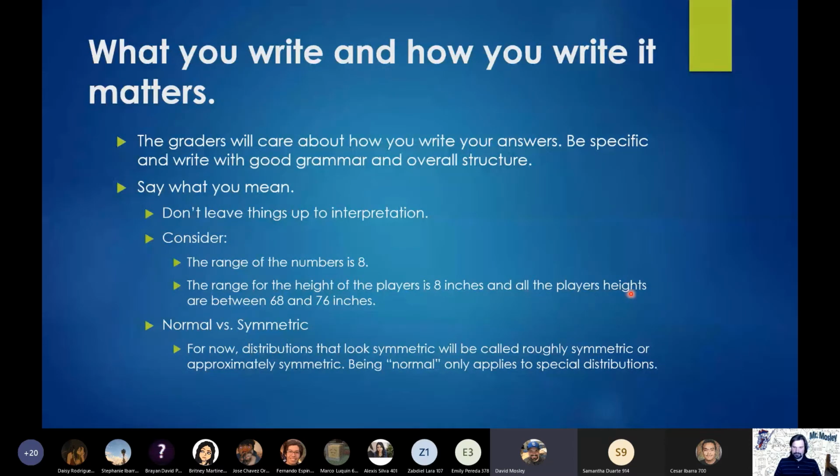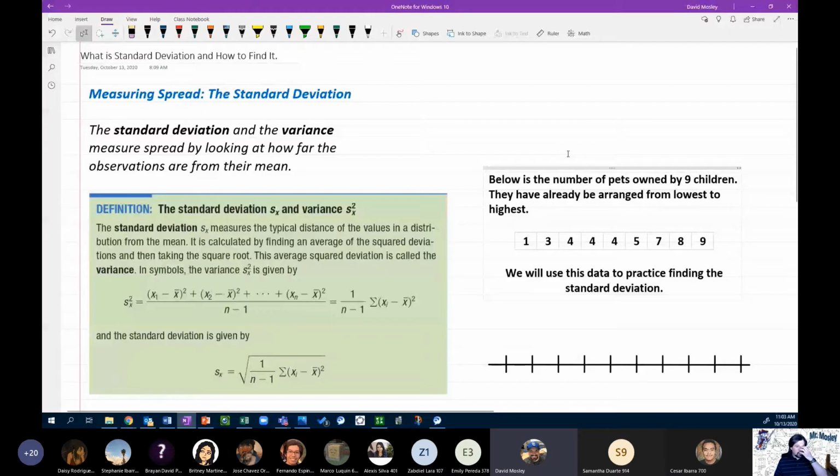Okie dokie. So now, we're going to skip to our example for standard deviation. So if you're going to be taking notes, now is a good time to get those out. We're going to talk about standard deviation. Alrighty, so in our last class, we already talked about the definitions for standard deviation.